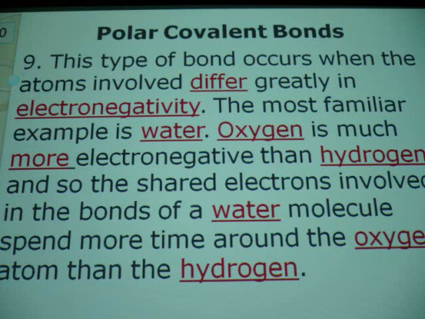I said the H is positive and the OH is negative. But they're sharing. But the OH has a stronger draw than the H does. So the electrons will circle OH 8 times and circle H twice. Well, who's got a stronger draw? The OH or the H? Well, the OH has a stronger draw. That is an example of a polar covalent bond.